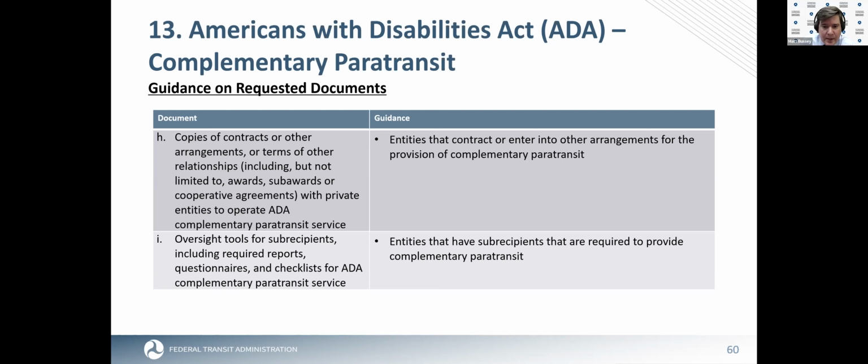And I is oversight tools for sub-recipients, including required reports, questionnaires, and checklists for ADA complementary paratransit service. So if you've got a sub-recipient outsourcing complementary paratransit service, you want to be able to submit to your reviewer evidence of your sub-recipient's oversight and, in turn, your oversight of your sub-recipient.